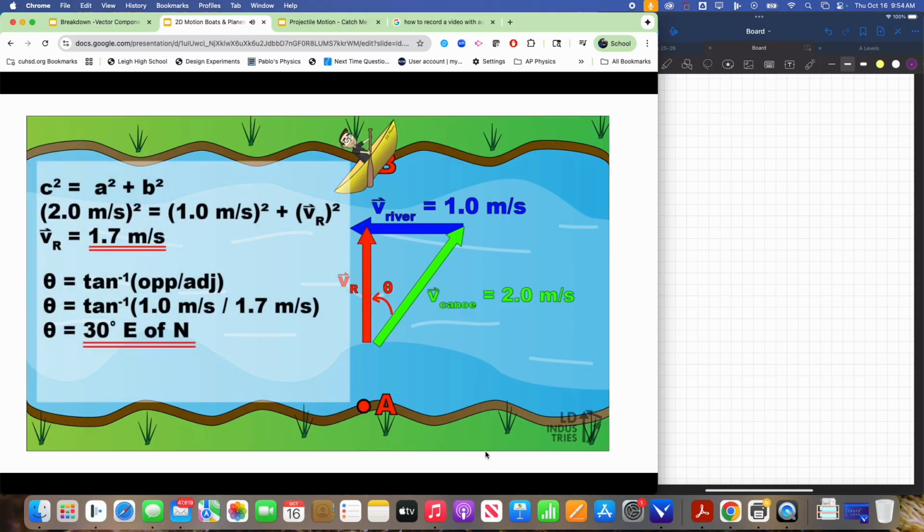We can even calculate the magnitude and direction of this resultant. Just be careful when you use the Pythagorean formula that you make side C the hypotenuse of the triangle, 2 meters per second, and then solve for either side A or B, which is the resultant.